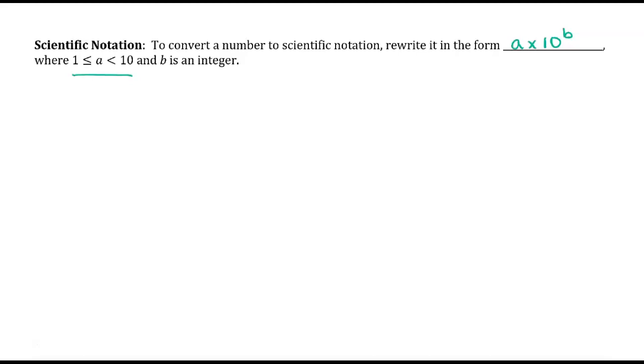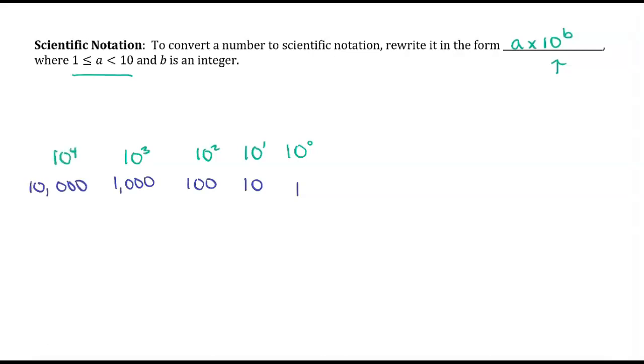Before we get started, let's quickly talk about our powers of 10 because they're a very important part of scientific notation. Starting in the center, we have 10 raised to the exponent of 0. We know that anything other than 0 raised to the exponent of 0 is 1. Moving to the left, 10 to the first is simply 10. 10 squared is 100. 10 to the third is 1,000. 10 to the fourth is 10,000, and so on.